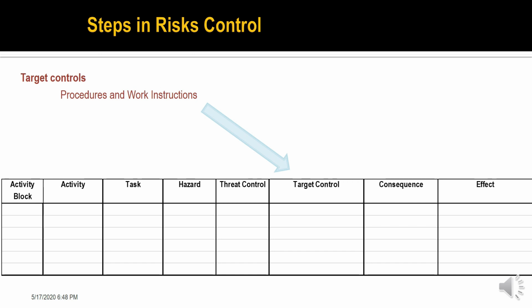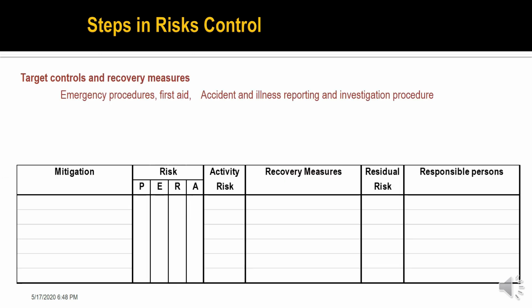We are instructing people how to perform a risky job. We are setting procedures for that. Then comes the recovery measures: emergency procedures, first aid, accident and illness reporting and investigation procedure. This is coming from arrangements again. How are we going to do it? You can say here, mitigation. Mitigation is emergency procedures and first aid. Then comes accident and illness reporting and investigation procedure as a recovery measure.